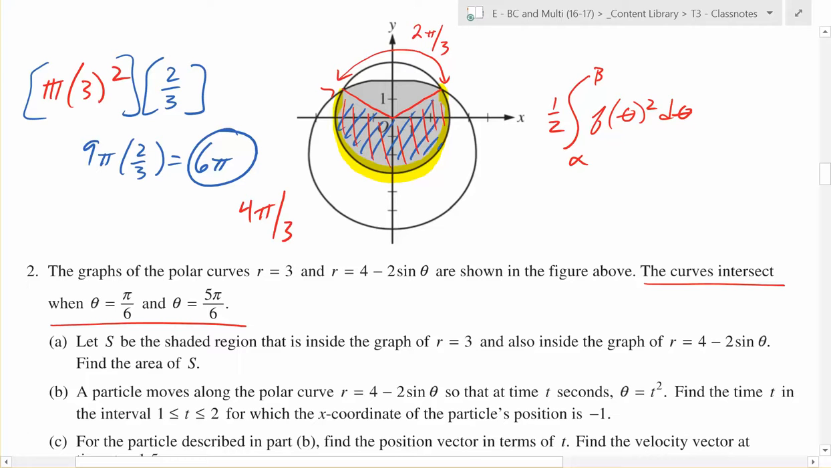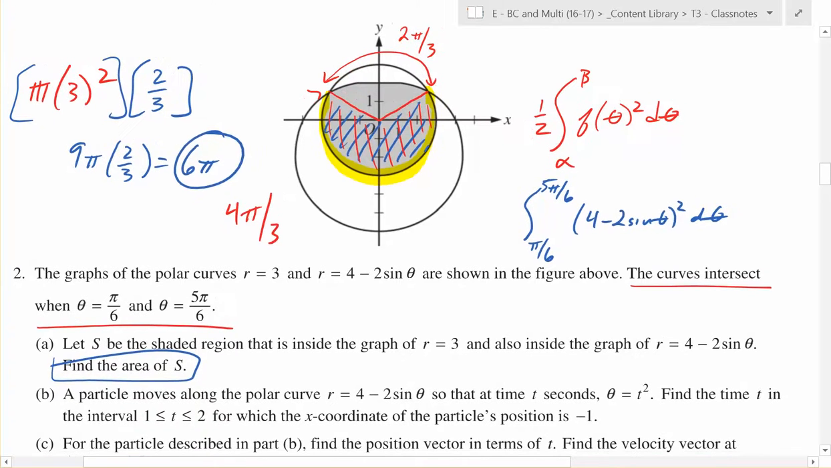The rest is not a perfect arc though, right? What do you have to do for that integral? The integral from pi over 6 to what? 5 pi over 6. They even tell you that. Isn't that really nice? What's the outer function? 4 minus 2 sine theta, squared. d theta.